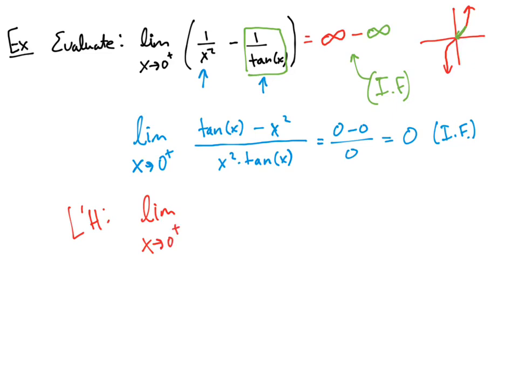So let's take the derivative of the numerator. The derivative of tangent of x is secant squared x minus 2x. The derivative of the denominator, well, we have a product in the denominator, so we need to use the product rule. So the derivative of x squared is 2x times tangent of x plus, keep the first function the same, times the derivative of tangent of x, which is secant squared of x. Okay, so now let's see what happens when we use direct substitution here.